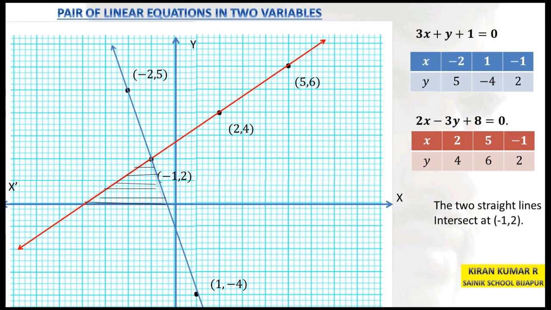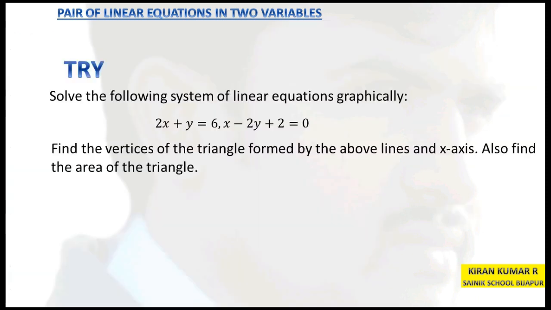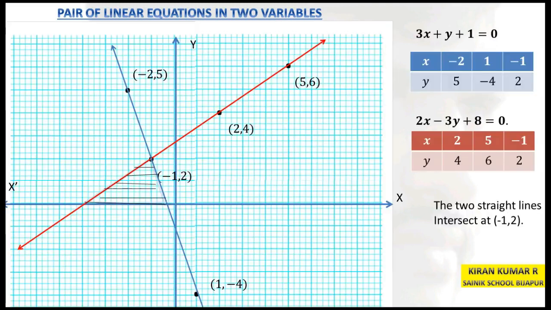Now I want you to solve a question. Try to solve the following system of linear equations graphically: 2x plus y equal to 6, x minus 2y plus 2 equal to 0. Find the vertices of the triangle formed by the above lines and the x-axis. Also find area of the triangle. I will give you a hint by taking the previous graph. You can see there is a triangle formed here.